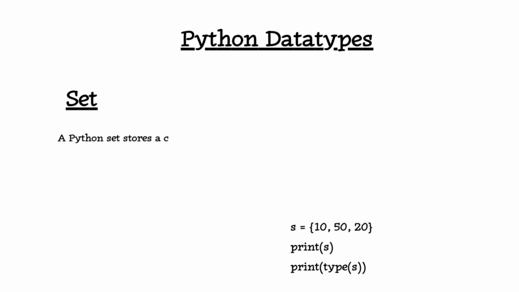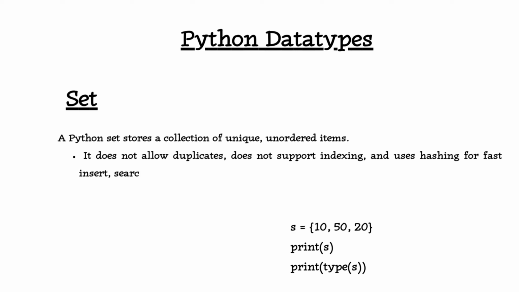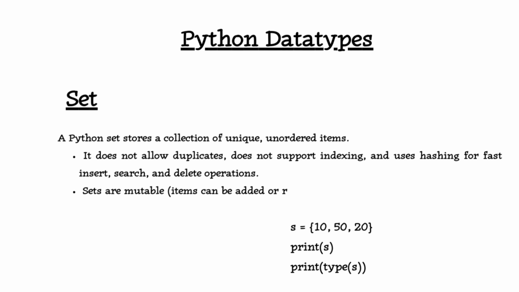Now let's talk about the next Python data type, that is set. It is a collection of unique unordered items. A set does not allow duplicates and does not support indexing. It uses a concept called hashing for fast operations like insertion, search, and deletion. It is a mutable data type, which means we can edit the set anytime, but we cannot modify a single element of the set individually.